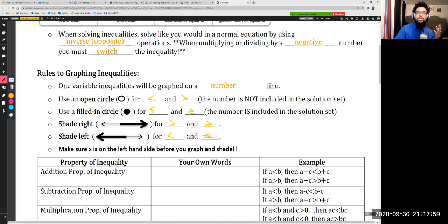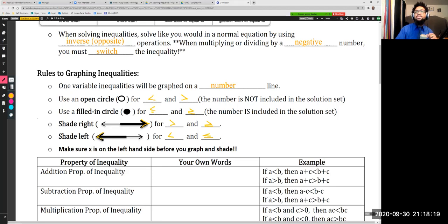And a quick little way to remember this, if you look at the direction the pointy part is facing on each of these, here it's facing to the right, it's facing to the right for these, that's going to be the direction we shade. This also looks like a greater than sign, and this one looks like a less than sign, the direction we're shading.